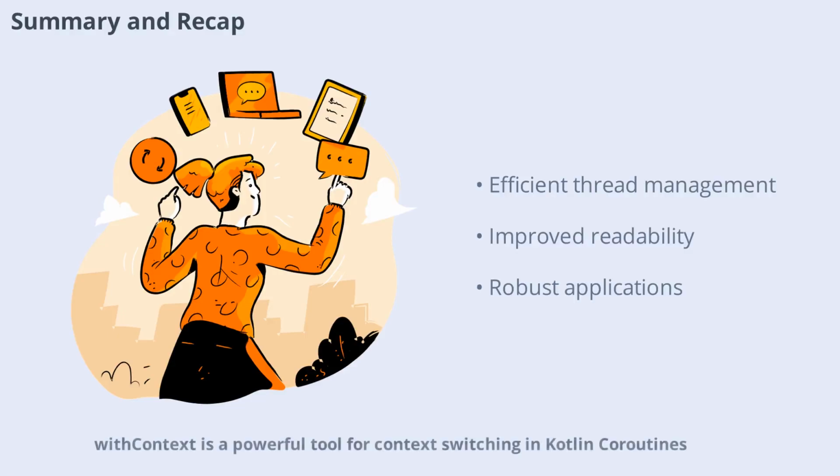Recap: withContext is a powerful tool for context switching in Kotlin Coroutines. It enables efficient thread management, improves code readability, and supports structured concurrency. By understanding its internal mechanics and practical use cases, you can write performant, maintainable, and robust applications. Remember to use withContext for sequential tasks, launch for background operations, and async for parallel tasks requiring results.